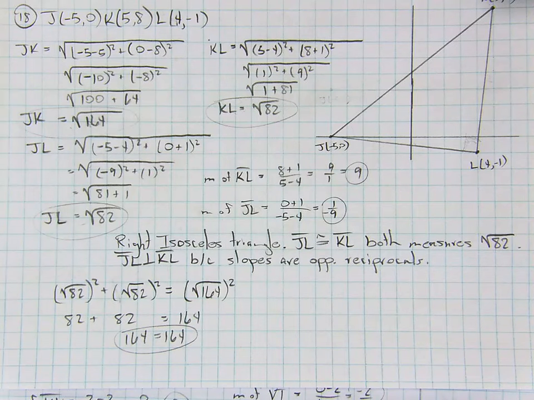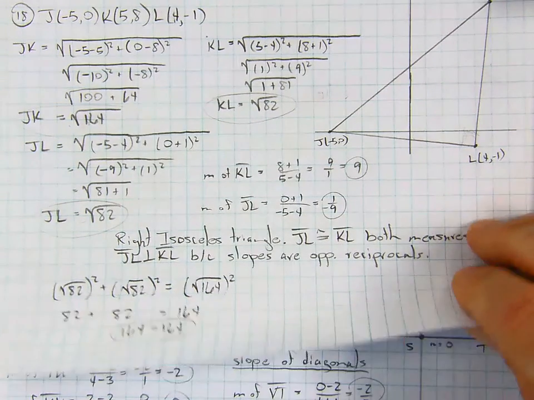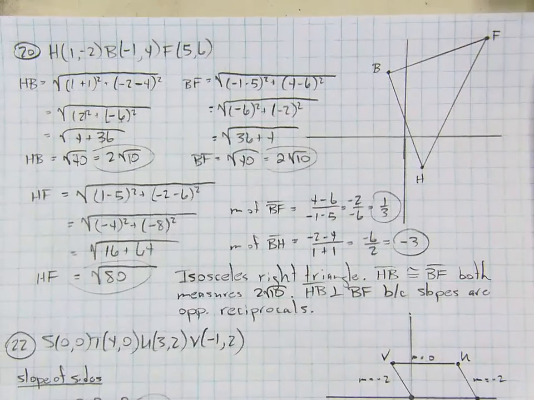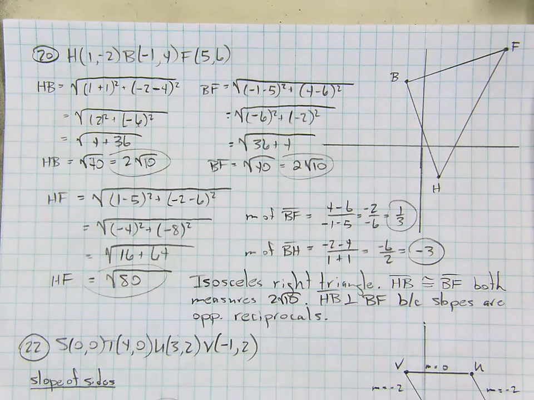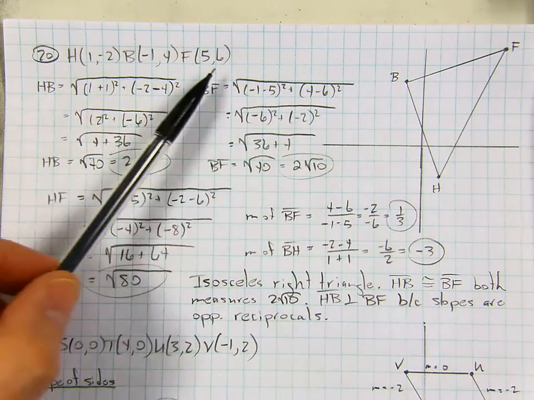So all I did is I took the two sides that were congruent, squared those, and added them together, and they're equal to the longest side squared. And so that means it's a right triangle as well. Okay, that's another way of identifying it as a right triangle rather than just using slopes. All right, so I just put that on there. I didn't expect anybody to do it that way, but I was just showing you that it would work that way. All right, then number 20, same kind of thing. We graph the triangle, find the measures of all three sides, HB, BF, and HF.